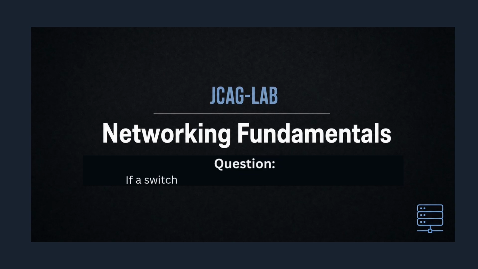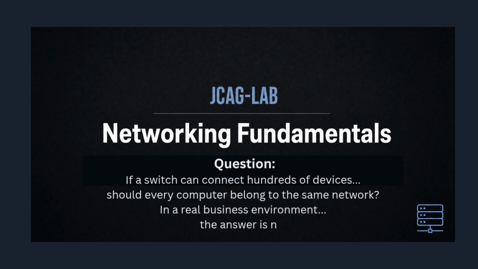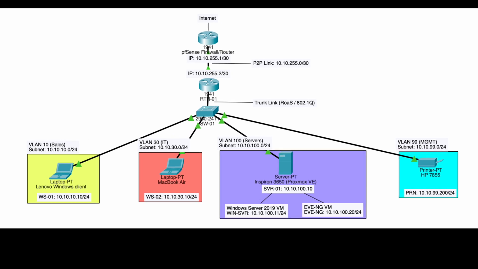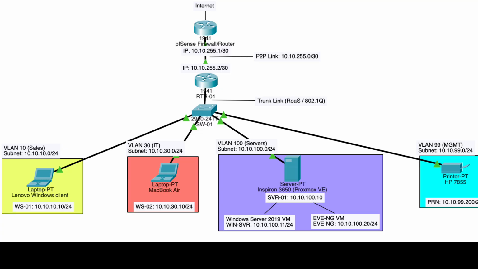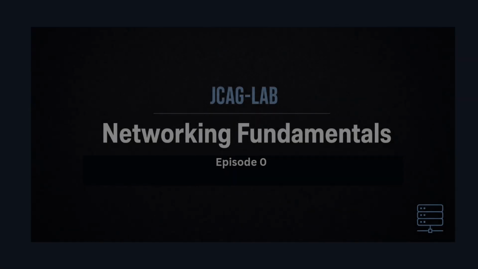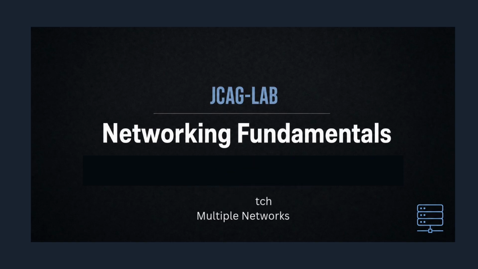But here's an interesting question. If a switch can connect hundreds of devices, should every computer belong to the same network? In a real business environment, the answer is no. Different departments, such as sales, human resources, finance, and IT, are usually separated into their own logical networks for better performance, security, and management. In the next episode, we'll introduce virtual LANs, also known as VLANs, and discover how a single switch can create multiple isolated networks without adding additional hardware.